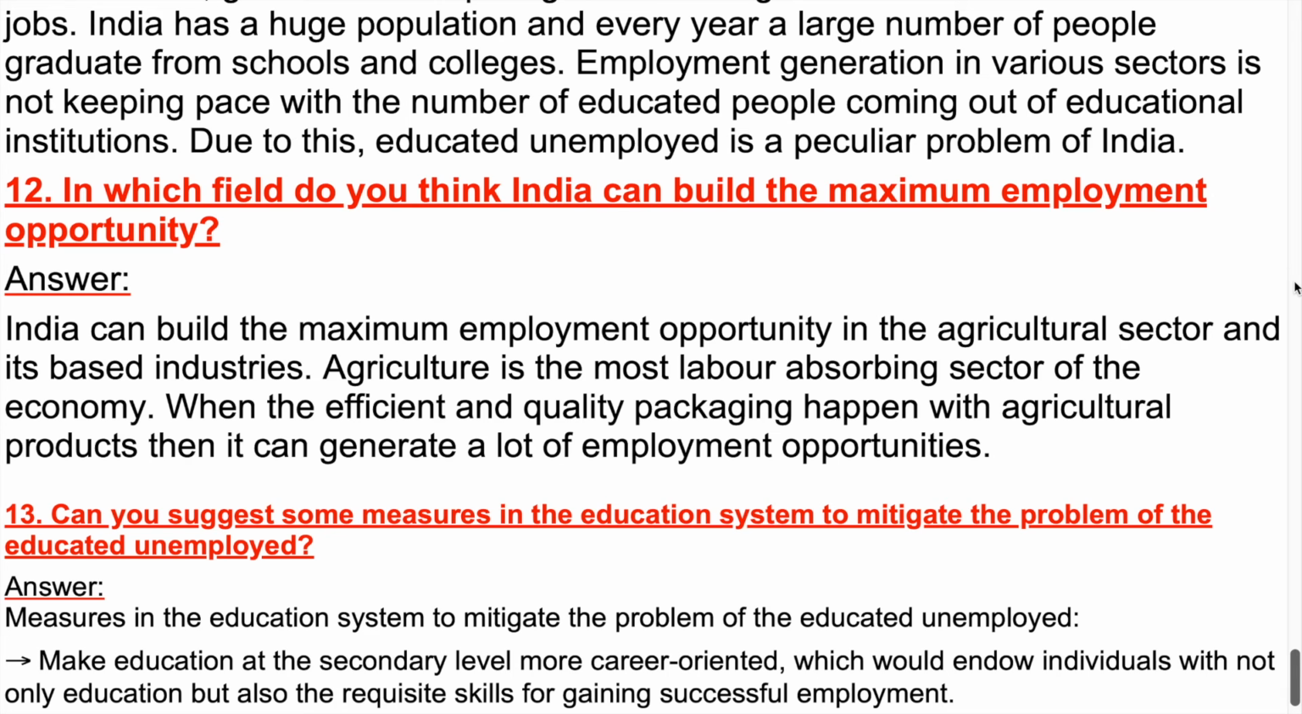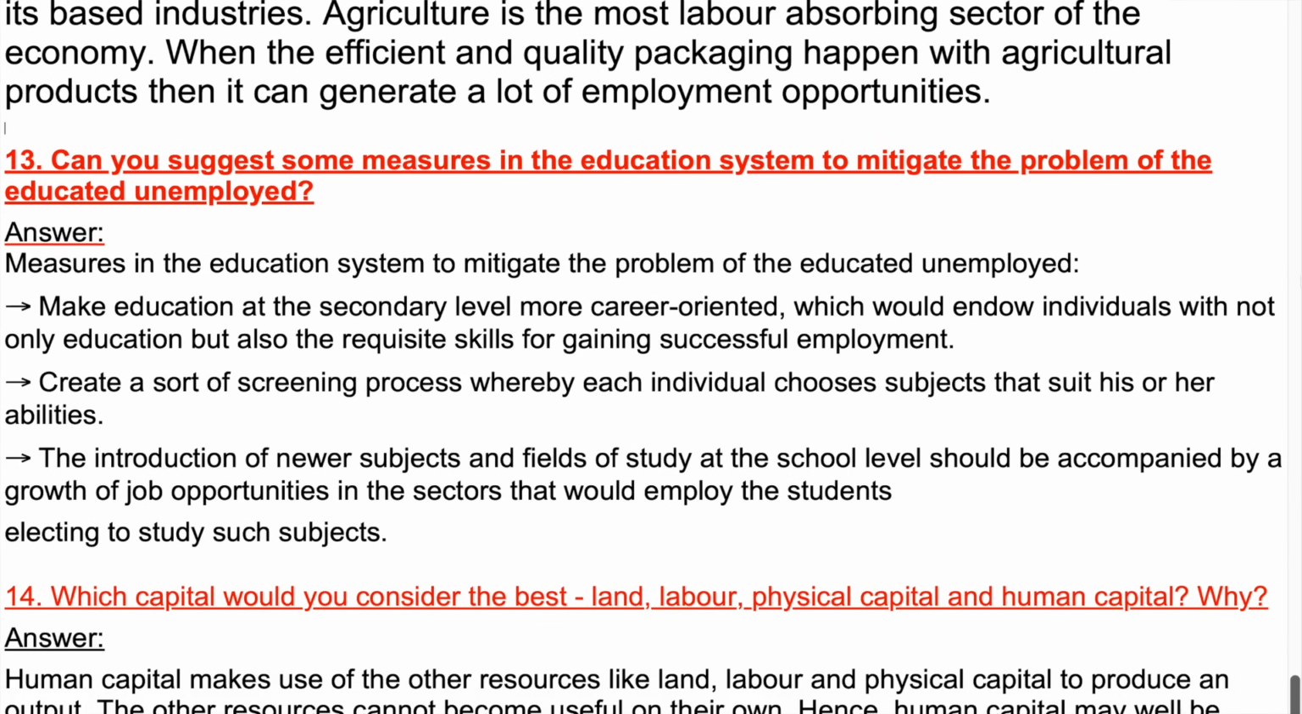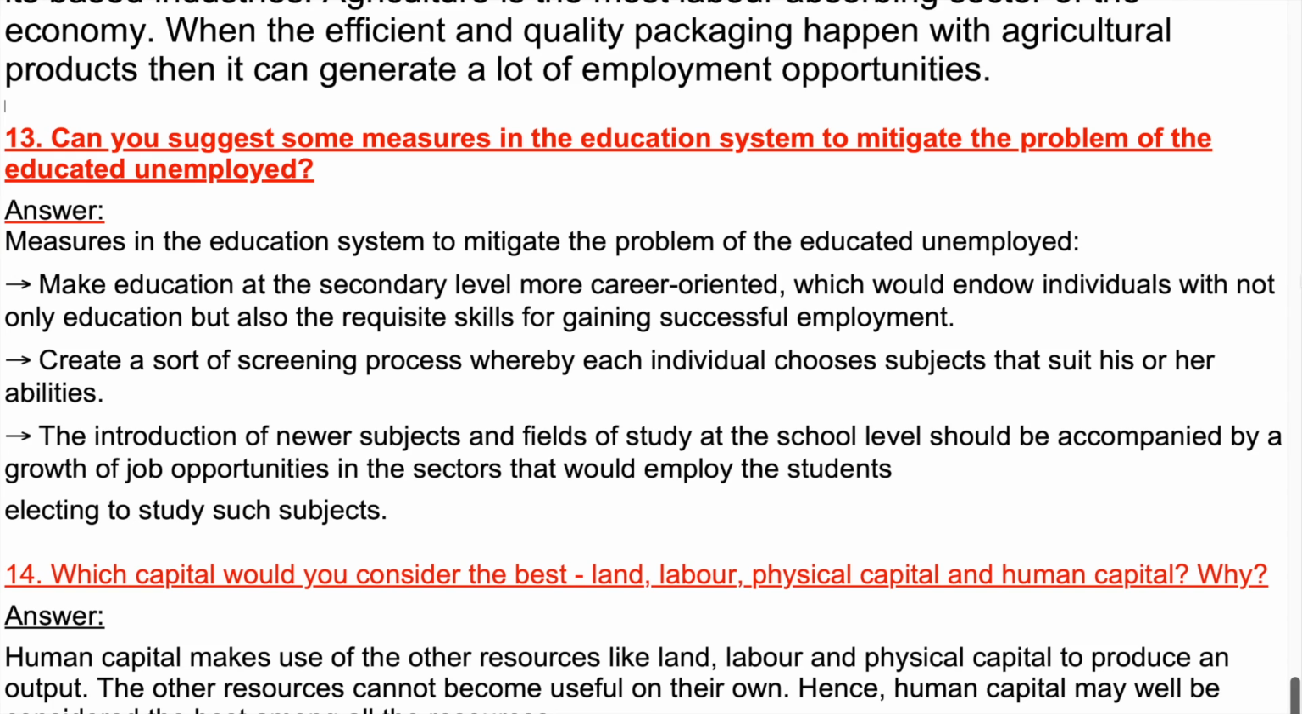13. Can you suggest some measures in the education system to mitigate the problem of the educated unemployed? Answer. Make education at the secondary level more career-oriented, which would endow individuals with not only education but also the requisite skills for gaining successful employment. Create a sort of screening process whereby each individual chooses subjects that suit his or her abilities. The introduction of newer subjects in fields of study at the school level should be accompanied by a growth of job opportunities in the sectors that would employ the students electing to study such subjects.